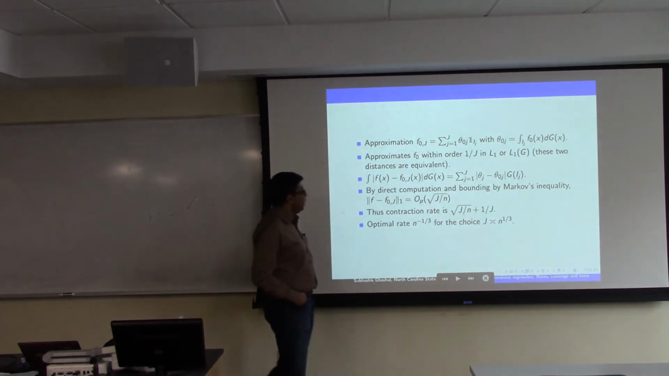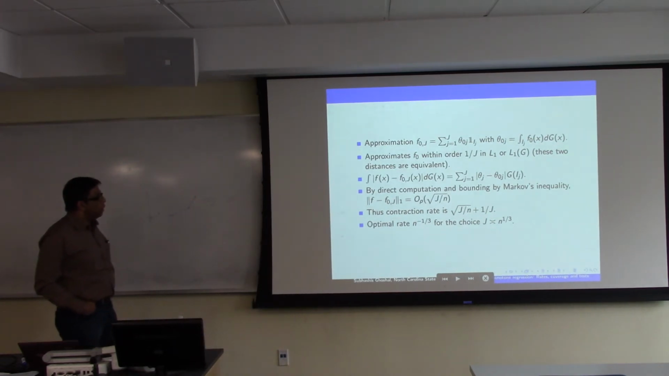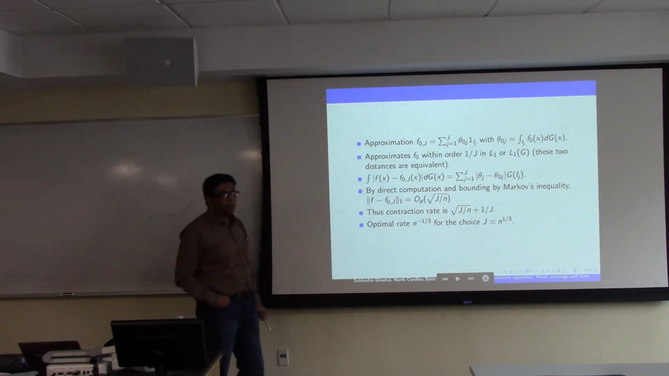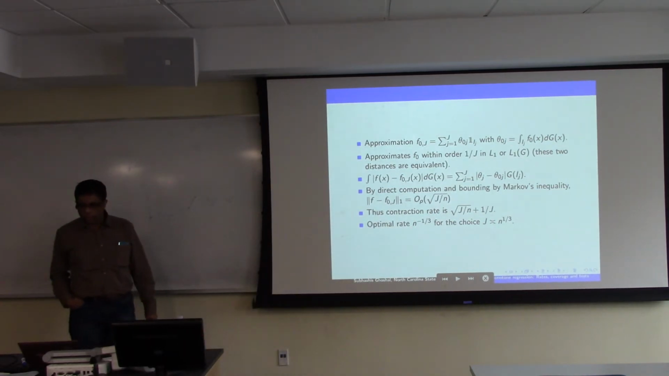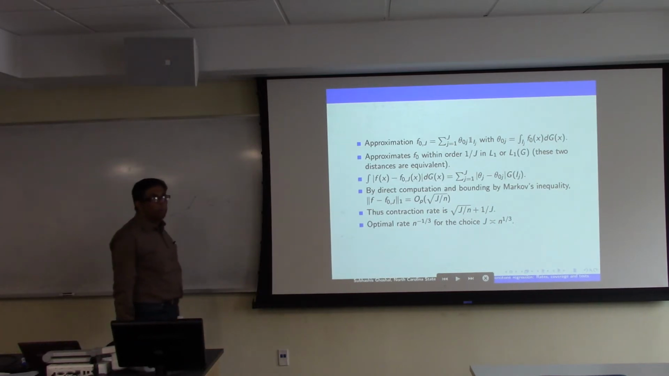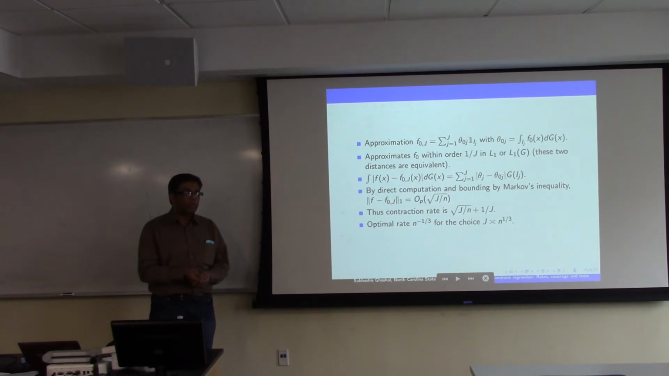Now for what j will this be minimized? You take j equal to n to the power 1/3, and then you get the optimal rate for estimating a monotone function. So you get it pretty easily. Is this for one dimension or multi-dimension of x? Well, we are talking about a monotone function, so the argument is one dimensional.